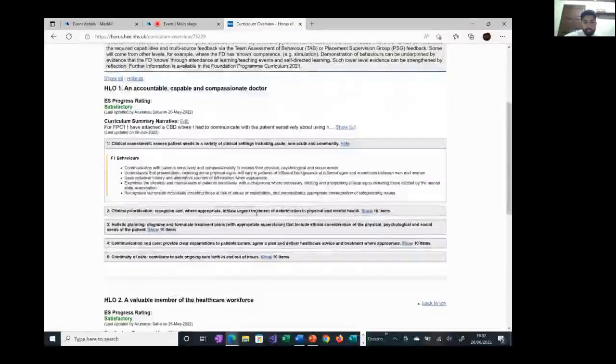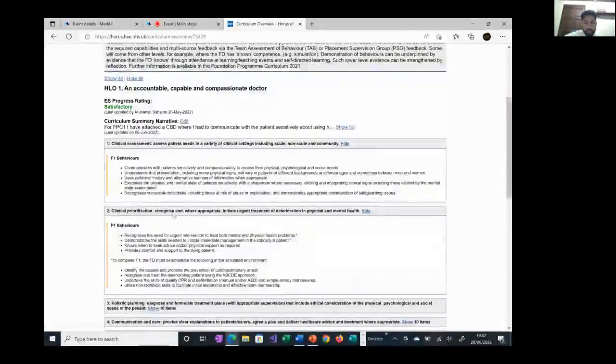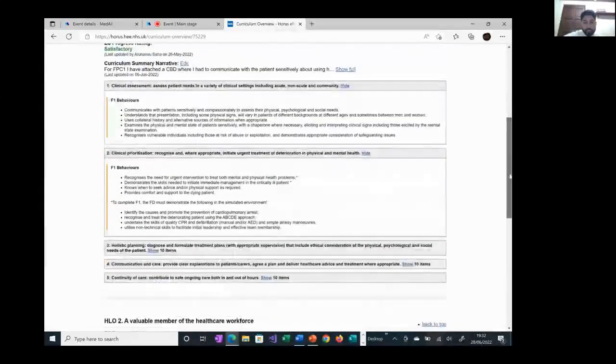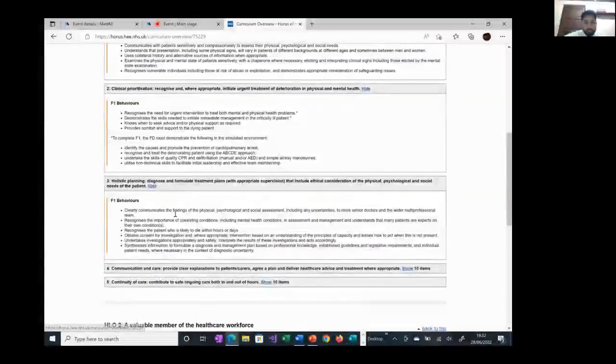So just be aware of that and be aware of the descriptors, which go through everything. So FPC2, for example, recognises the need for urgent intervention to treat both mental and physical health problems, and so on. Clearly communicates findings of physical, psychological and social assessment, including any uncertainties, to more senior doctors. So that would be a case where you've escalated to a senior, for example.